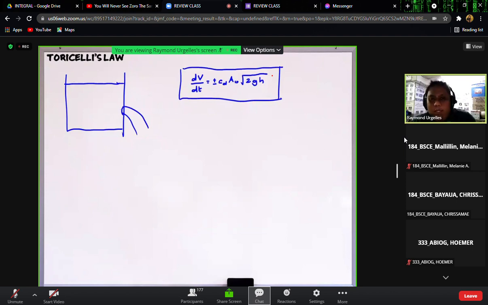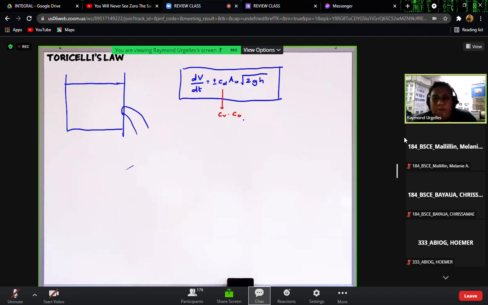Yung concept na ginagamit dito is Bernoulli's theorem or the Bernoulli's equation, kung familiar kayo sa Bernoulli's equation. The coefficient of discharge natin is nahahati ito sa dalawa. Yung isa is the coefficient of velocity, C sub V. Tapos yung isa naman is the coefficient ng area ng orifice natin, tawagin natin as C sub O.